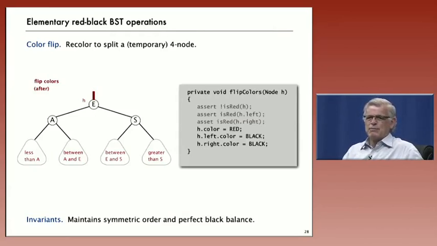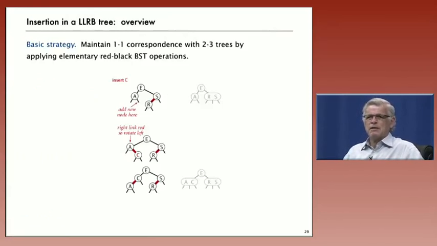So those are the 3 basic operations we're going to use: rotate left, rotate right, and flip colors. So the basic strategy is, with those operations, maintain one-to-one correspondence with 2-3 trees when we do insertions.